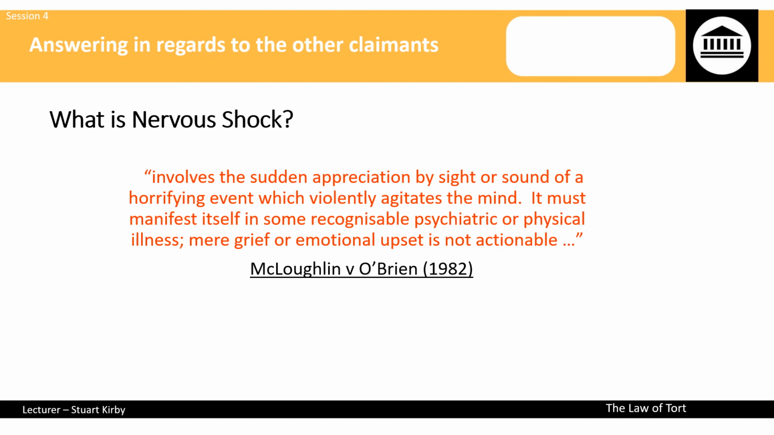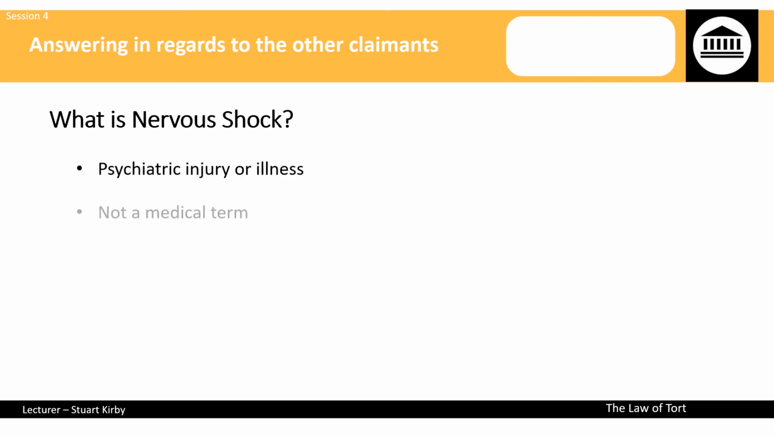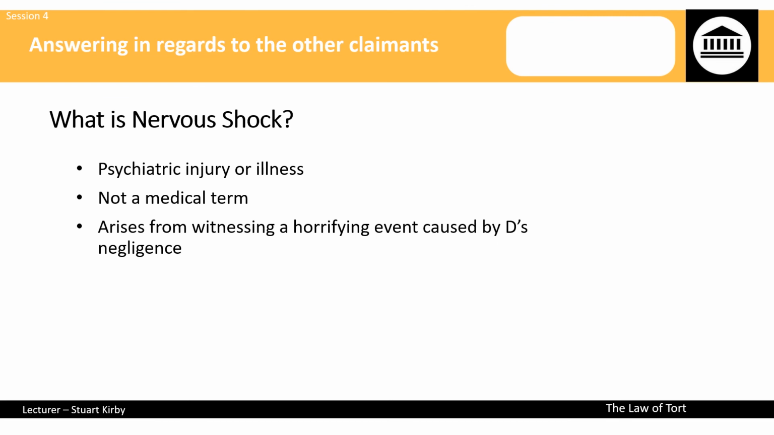Note here it says mere grief or emotional upset is not actionable. So if we see something shocking, we can get initially upset by it, but then it may go away. But what the law is saying here is we can't make a claim for that. So there's just some extra bits here about what nervous shock is. Psychiatric injury or illness, it's not a medical term, arising from witnessing a horrific event caused by the defendant's negligence. Once again, just to clarify, it's not mere grief, upset or distress. It needs to manifest itself in a psychiatric or physical ailment or illness.